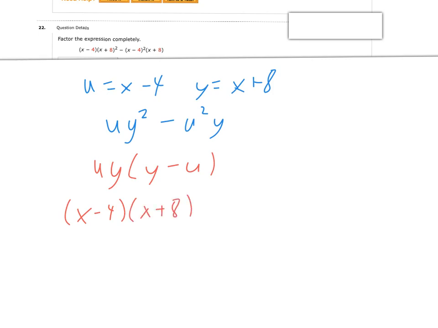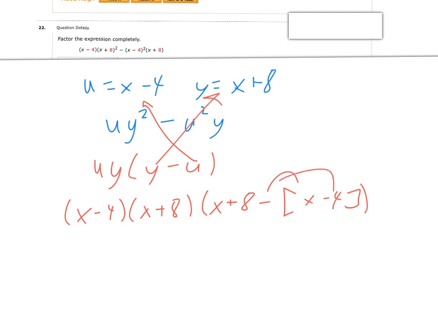And then y here is x plus 8 minus bracket x minus 4. This was kind of backwards, so make sure you plug that one in for that and then in for that. I put the bracket on the second one because we're going to have to distribute the negative. This is going to become x plus 8 minus x plus 4. It's all going to turn into 12. And so I would say that this is 12 times x minus 4 times x plus 8.